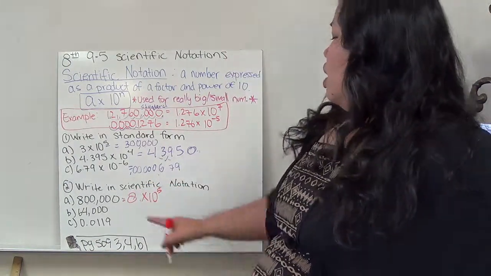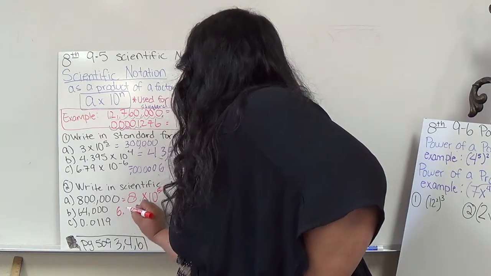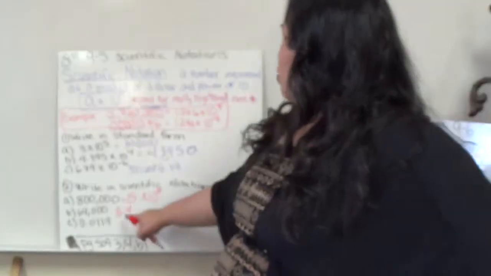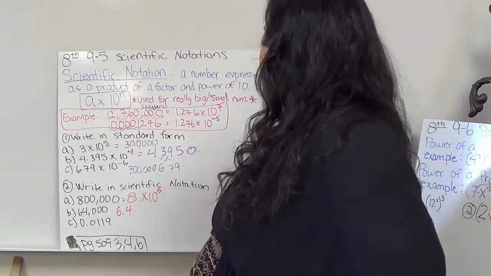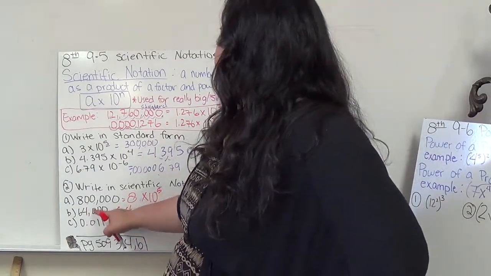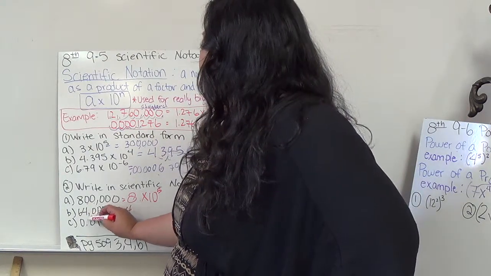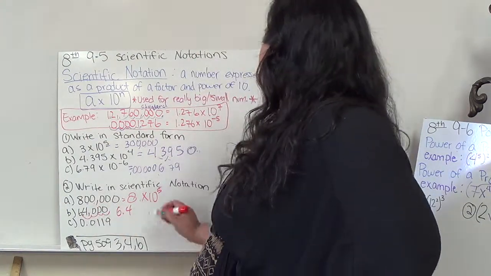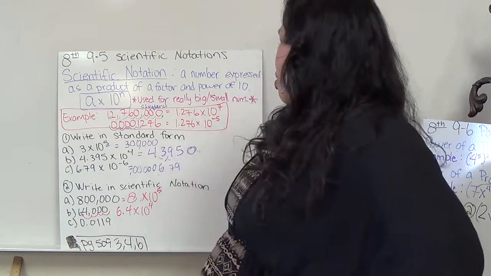Okay? The next one here, I have 64, so I'm going to put the decimal between the 6 and the 4, because it needs to be right behind that first number. So 6.4, and then I'm going to move it 1, 2, 3, 4. I moved it from here 1, 2, 3, 4 times, because I want to put it 6.4. So it's times 10 to the 4th.